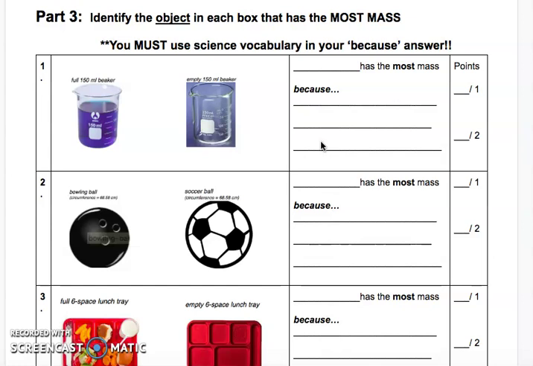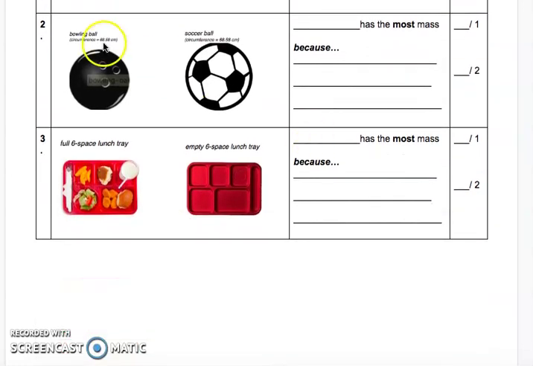All right, students. Number 2. Which one has more mass? The bowling ball or the soccer ball? You're going to write it in the blank and explain why using science vocabulary. Press pause and press play when you're ready to go on.